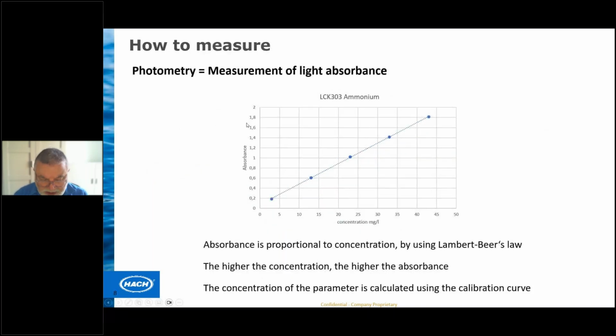Once the calibration is done, and to perform the measurements, the device does an absorbance measurement through the sample and determines the concentration of the parameter by using this specific calibration line.